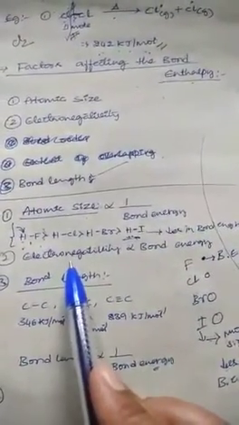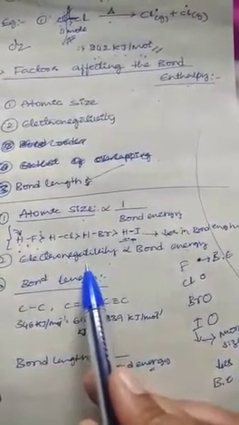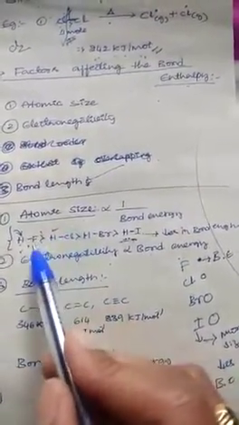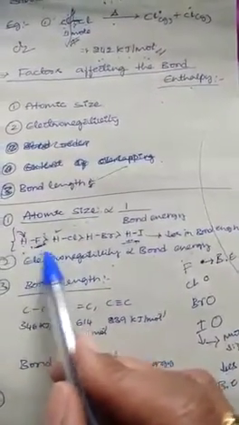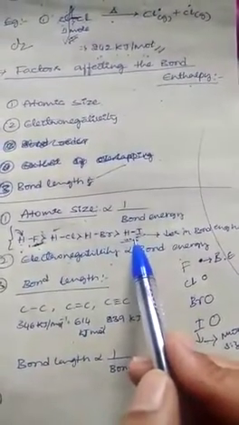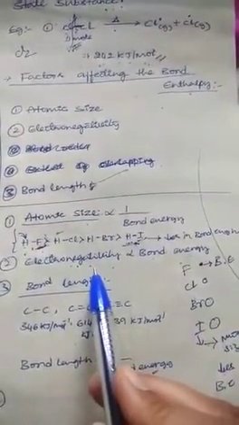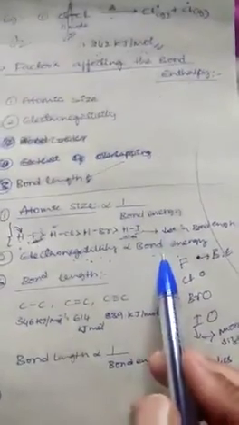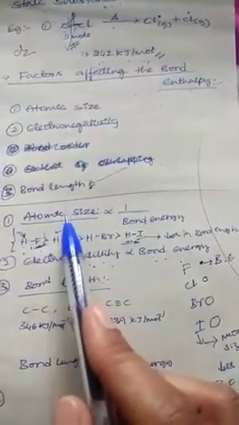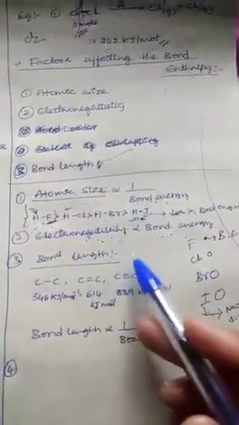And next one is electronegativity. Electronegativity is directly proportional to bond energy. Greater the electronegativity, greater will be the bond energy. In these two cases, this is the best example. Look here, fluorine has the most electronegativity when compared to iodine. So it has more bond energy when compared to iodine. The more electronegative the atom, the more will be the bond energy. Here greater the size, lesser the bond energy, but lesser the atomic size, greater the bond energy.